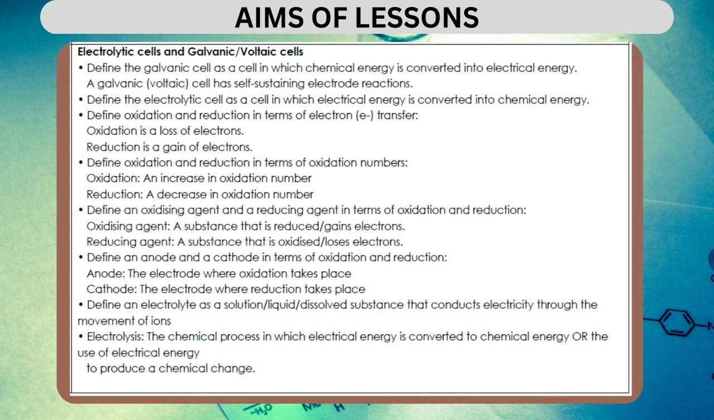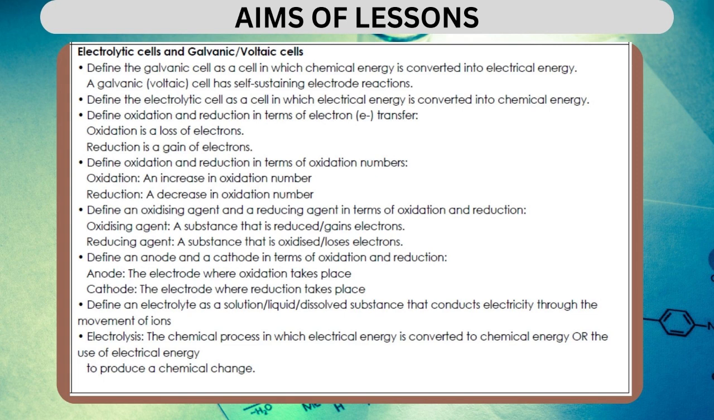Define the electrolytic cell as a cell in which electrical energy is converted into chemical energy. Define oxidation and reduction in terms of electron transfer. Oxidation is a loss of electrons. Reduction is a gain of electrons.